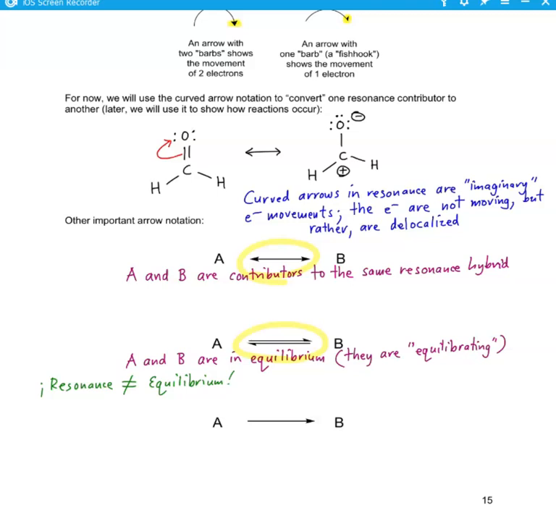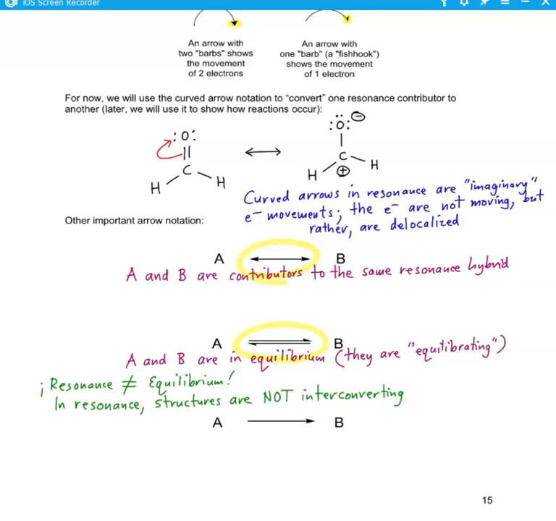Very important. In equilibrium, A is turning into B, and then B is turning back into A. And that process is just going on constantly. The rate at which A turns into B is the same as the rate at which B turns into A. So they're in equilibrium with each other, but they're interconverting. In resonance, the structures are not interconverting the way they are in a chemical equilibrium.